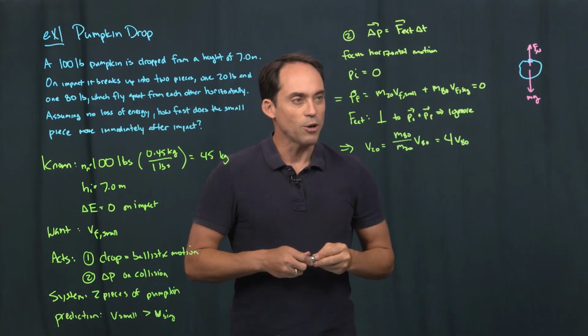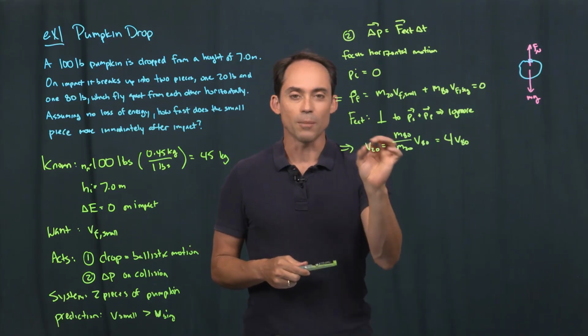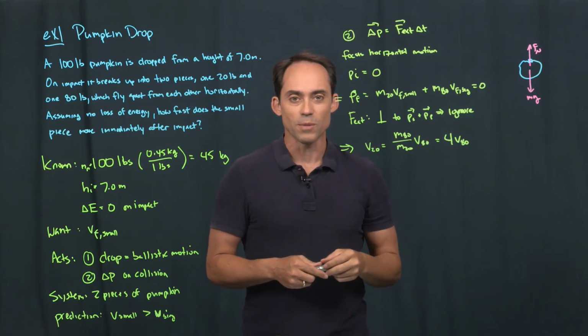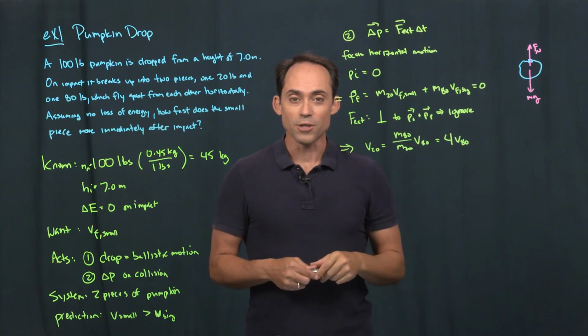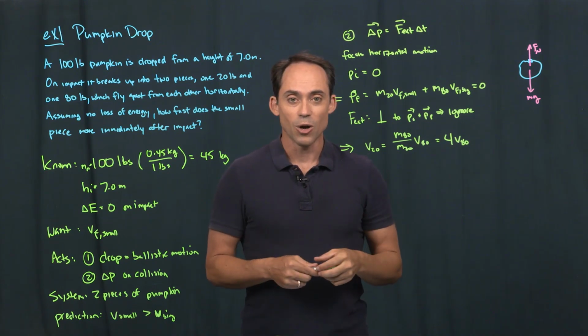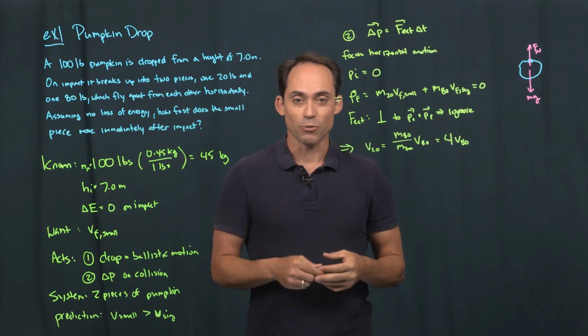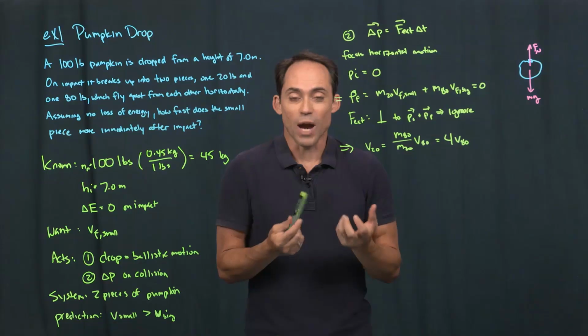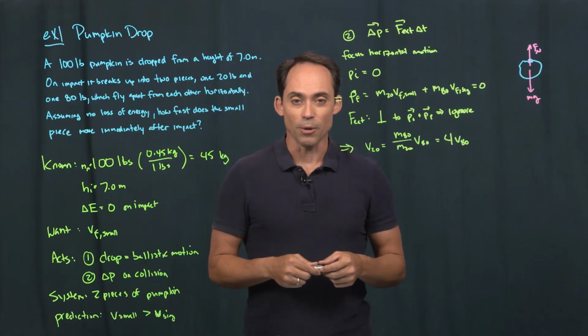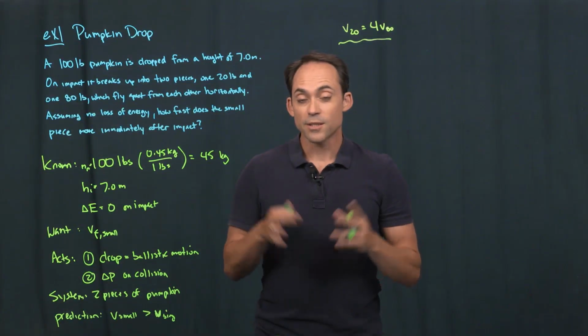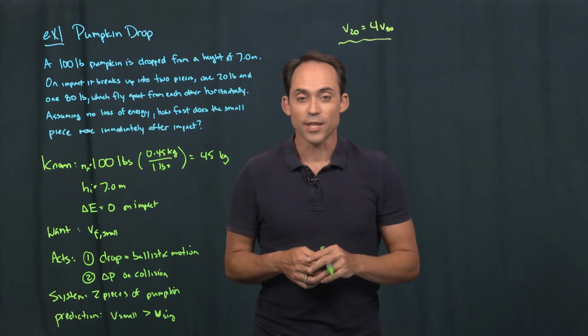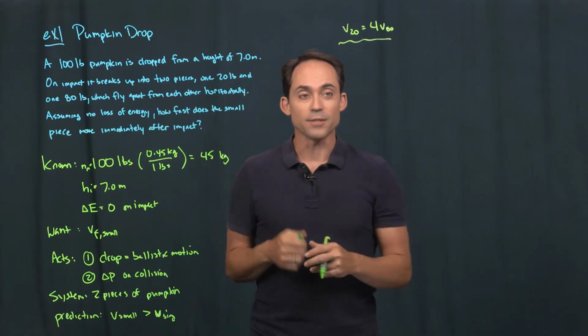But at this point, we don't have enough to actually solve for the number itself because it depends on another unknown. So now we're going to have to back up to our first act to see if we can figure out what is the speed of this system just before it hits impact. What drives the speed of these two pieces as they fall apart? So let's go back to Act 1, and that's looking at the drop of the pumpkin as it falls down.